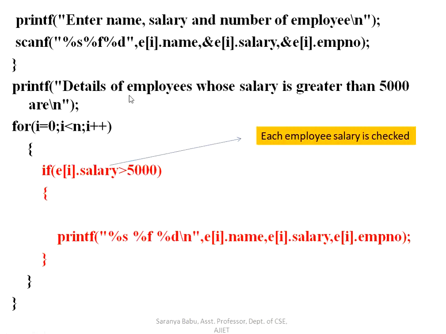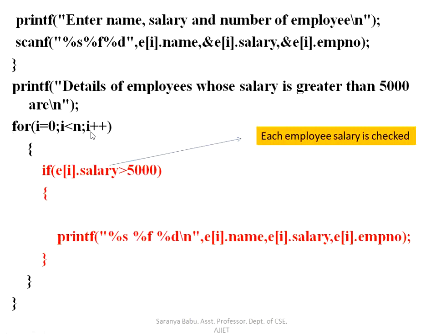Reading is done. Now you are printing the details of employees whose salary is greater than 5,000. Understood? You need to print the details of employees whose salary is greater than 5,000. Other details you don't want. So how will you print it? You just give a print statement for details of employees whose salary is greater than 5,000. After that, put the for loop. You want to check in the entire employee details, right?